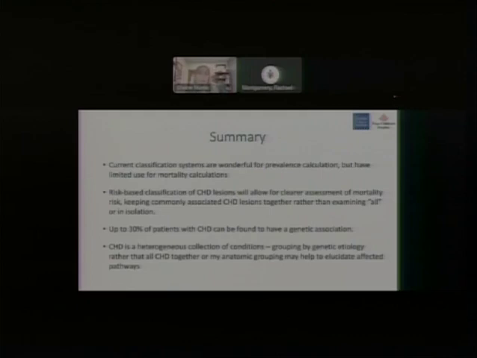So basically, overall, the current classification systems are just wonderful for prevalence calculation, but have limited use for mortality calculations. Risk-based classification of CHD lesions will let us better assess mortality risk and keep commonly associated CHD lesions together rather than just looking at everything lumped together or extreme isolation that doesn't make clinical sense. We also know that up to 30% of patients are now known to have a genetic association. And because it's such a heterogeneous collection of conditions, if we group by genetic etiology, we might better be able to further our scientific understanding of the pathways.